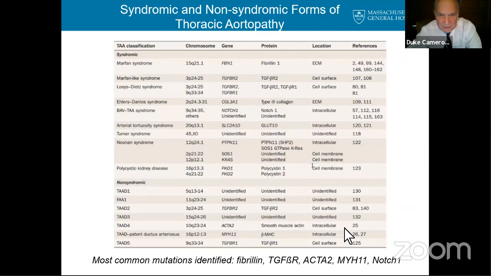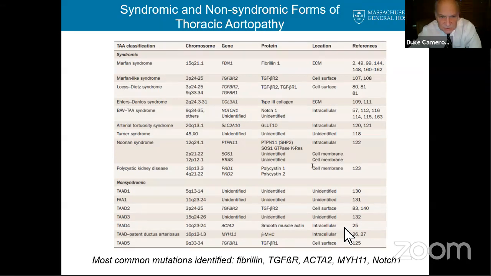Now, there are syndromic and non-syndromic forms of thoracic aortopathy, and we've learned a lot about the genetics and the pathophysiology of aneurysms from some of the syndromic ones, which were easy to identify in patients, like the Marfan syndrome patients who are tall and thin and have a particular skeletal build that is easily recognizable. But other syndromic features or diseases include the Loeys-Dietz syndrome, Ehlers-Danlos, even some patients with the bicuspid aortic valve syndrome, arterial tortuosity syndrome, and of course, Turner's and Noonan's.